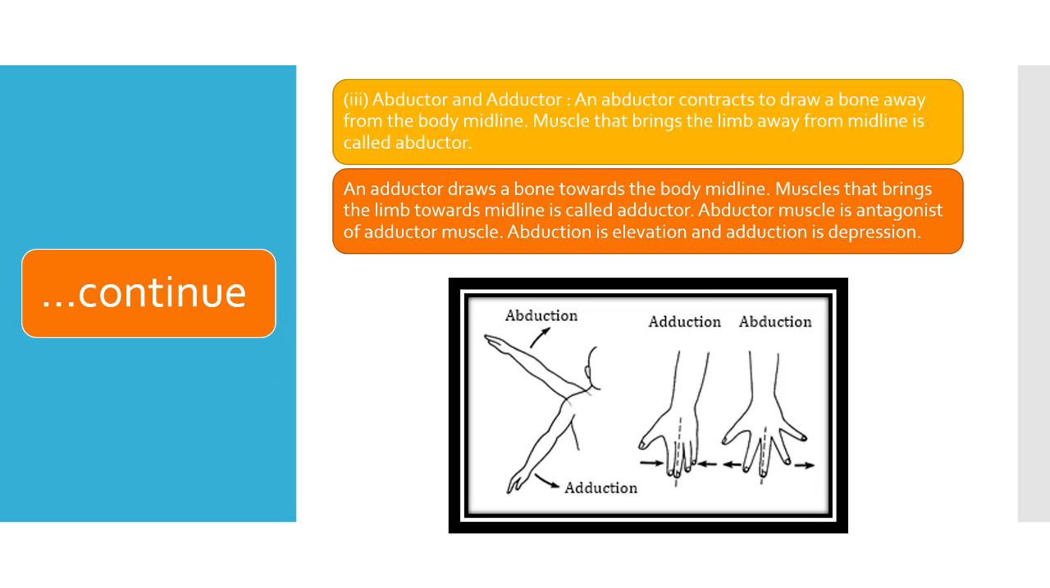Abductor and adductor. An abductor contracts to draw a bone away from the body midline. Muscle that brings the limb away from the midline is called abductor. An adductor, vice versa. Okay. Abduction is elevation and adduction is depression. Abduction is also known as elevation, okay, and adduction is also known as depression.